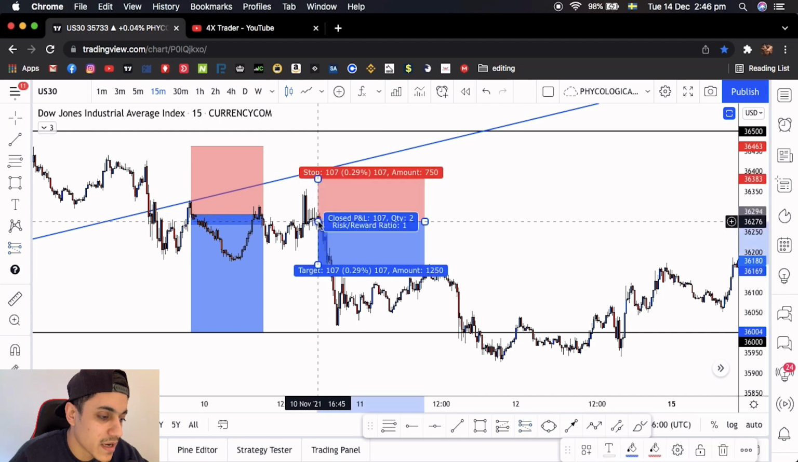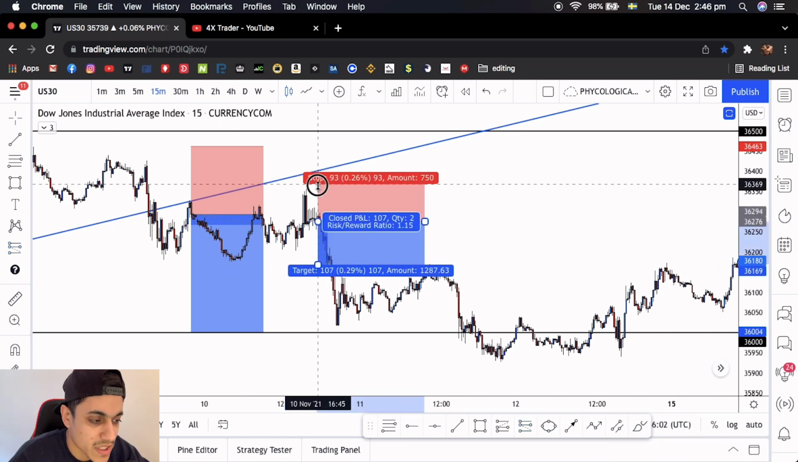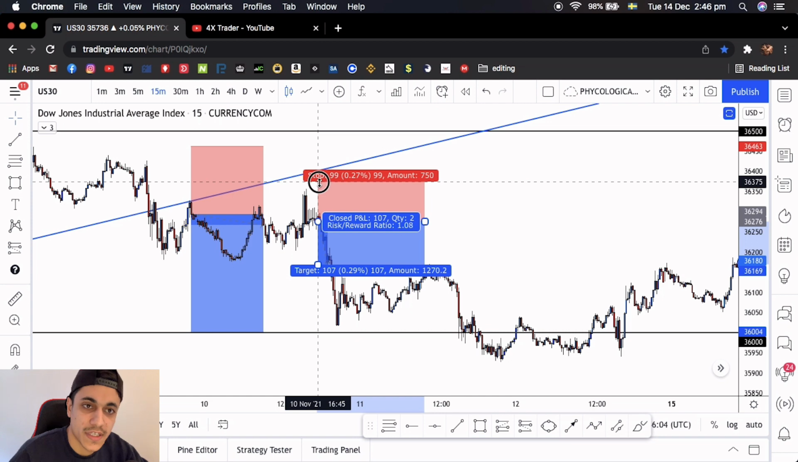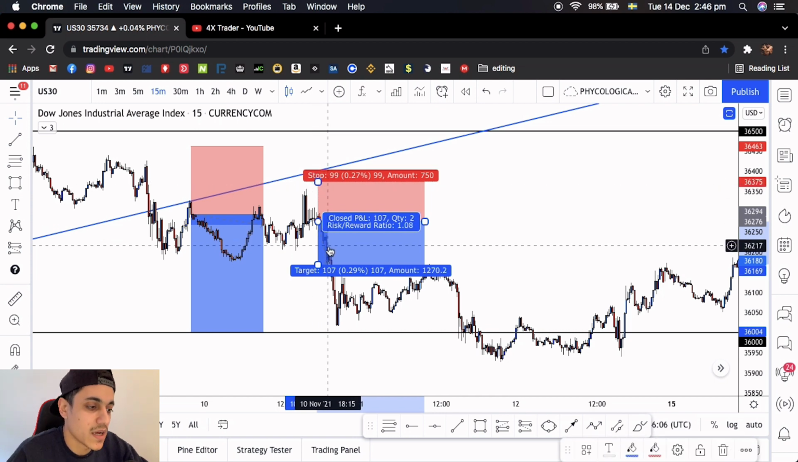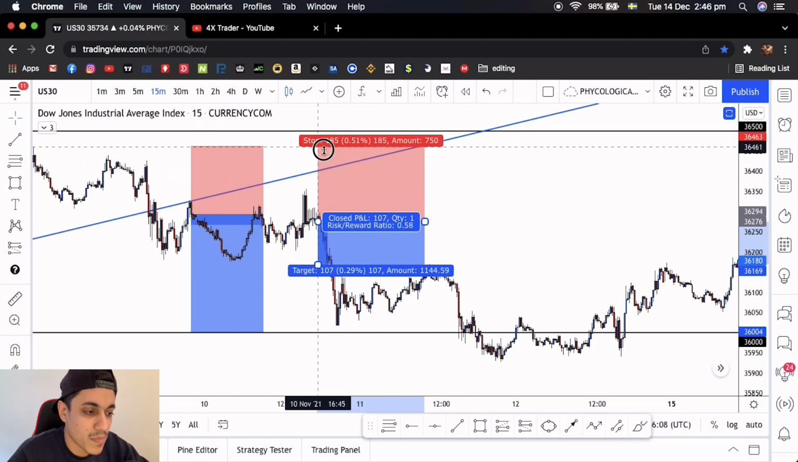Now I would have entered another position right there with my stops, this time below this high, right? Below this high. I wouldn't put it all the way above there.